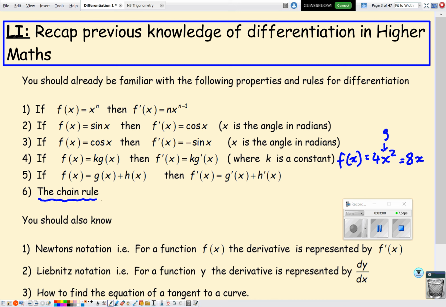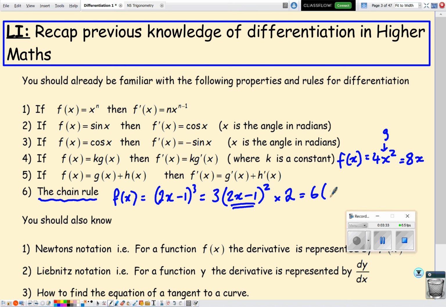So broadly speaking, you had two sorts of processes. If it was a bracket, if f of x was something like (2x minus 1) to the power of 3, you could differentiate it by differentiating the bracket. 3 times (2x take away 1), reducing the power by 1, and then multiplying by the derivative of the bracket. So the derivative of 2x take away 1 is 2. So that was one way of using the chain rule at higher. The other way was for trig functions. Let me finish writing this out. (2x take away 1) squared.